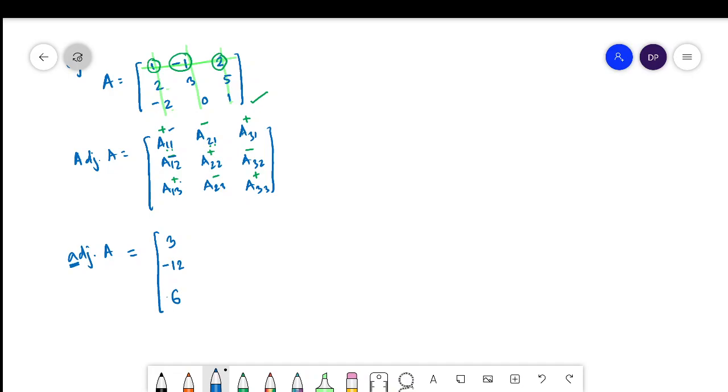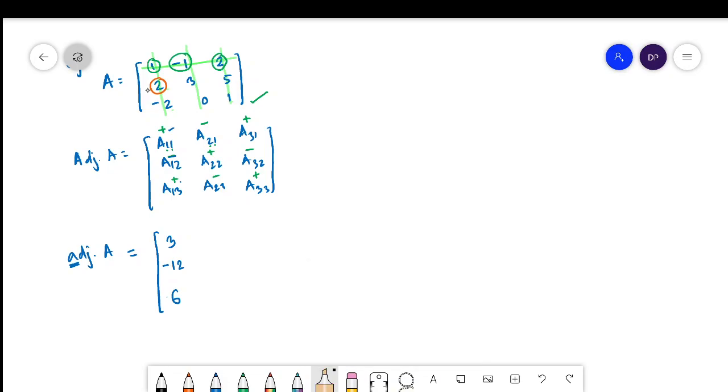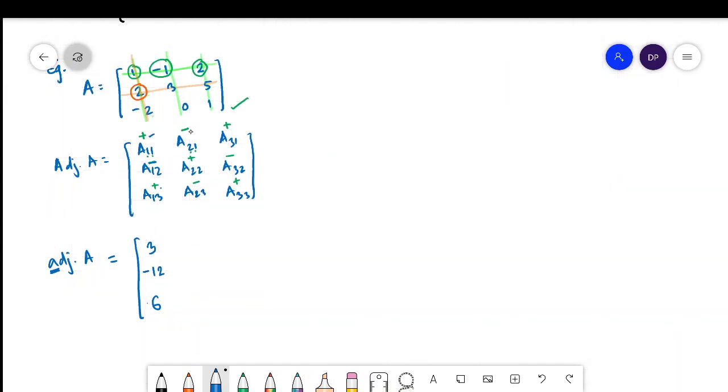Now quickly let's look at the cofactor of this element. In order to find the cofactor of that element, we have to delete this row and this column and find the determinant of the remaining elements. So negative 1 times 1 is negative 1, minus 0 is negative 1. So here it is negative 1. But already we have negative out here. Due to that, the cofactor out here is positive 1.